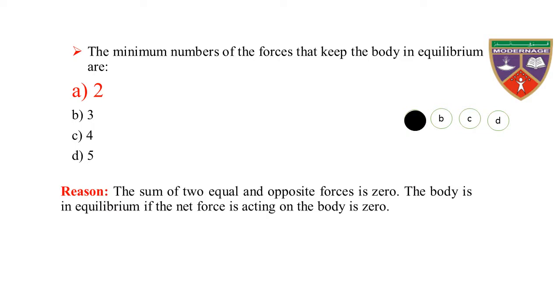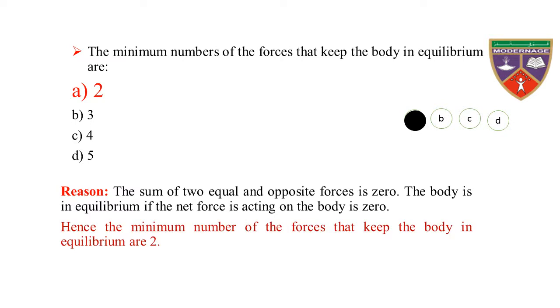Reason. The sum of two equal and opposite forces is 0. The body is in equilibrium if the net force acting on the body is 0. Hence, the minimum number of forces that keep the body in equilibrium are 2.